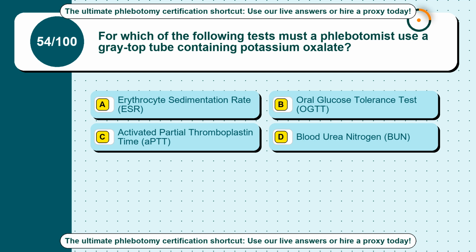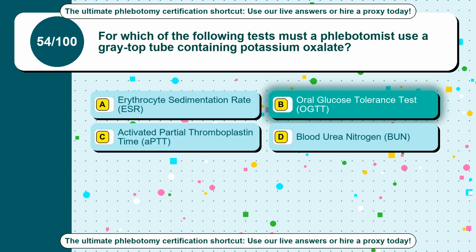Activated partial thromboplastin time, APTT. Option D. Blood urea nitrogen, BUN. The correct answer is option B. Oral glucose tolerance test, OGTT.